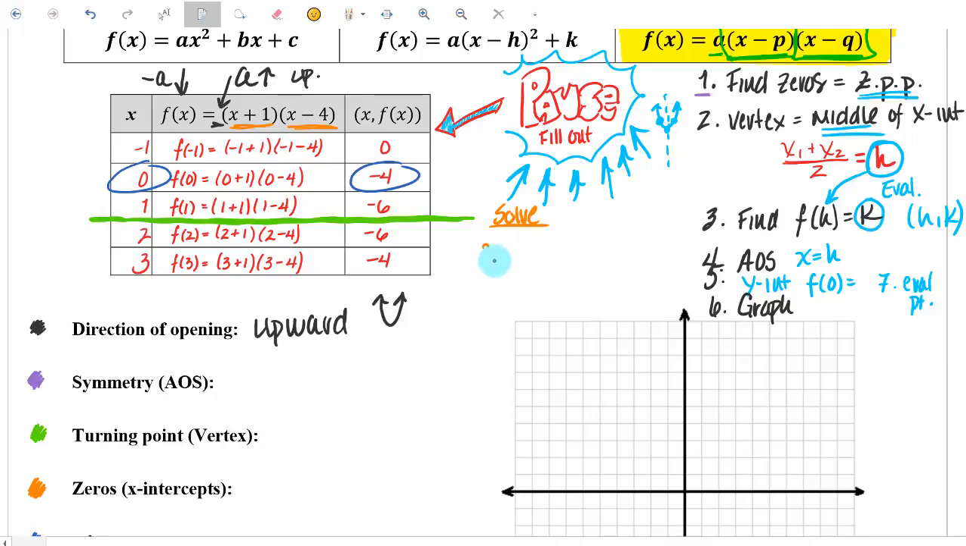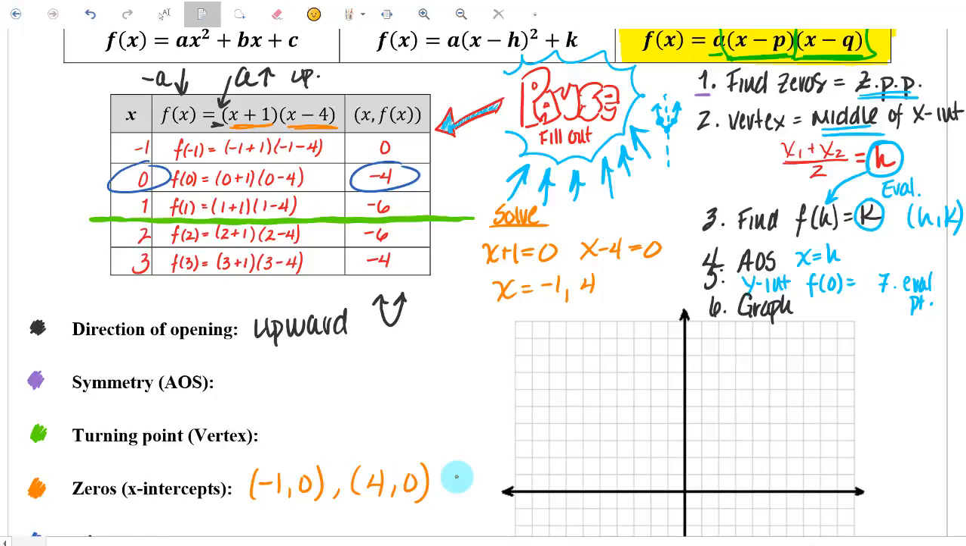So I'm going to take x plus 1. We don't need parentheses for that. And we're going to set it equal to 0, and we're going to take x minus 4 and set it equal to 0. So what we're going to find is that our x-intercepts are going to be at -1 and positive 4. So let's go ahead and write those in as x-intercept points. So we're going to have it as (-1, 0) and the point (4, 0).